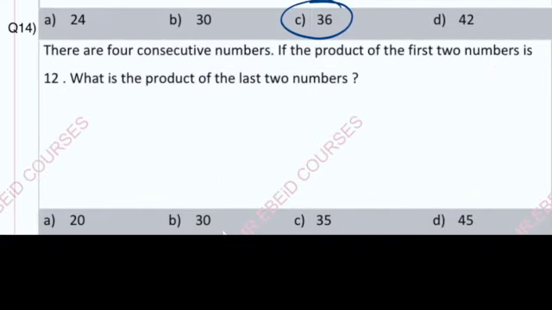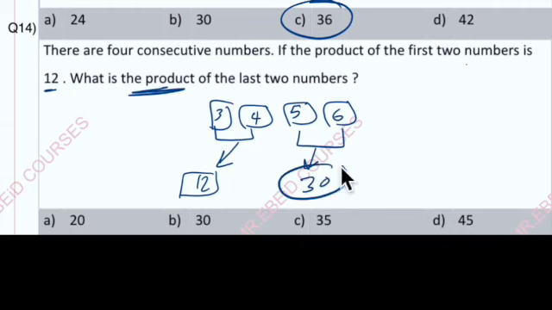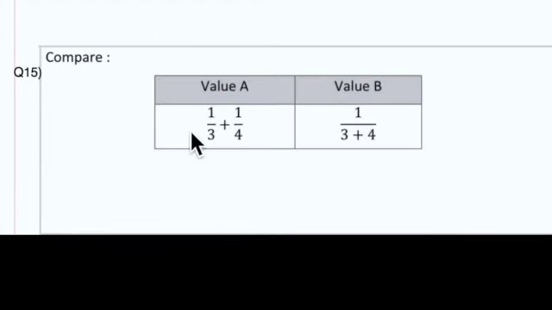Question 14. There are 4 consecutive numbers. If the product of the first 2 numbers is 12, what is the product of the last 2 numbers? Now we have 4 numbers. The product of the first 2 numbers is 12. You know that if you have 2 consecutive numbers, their product is 12, I have 3 and 4. So this number is 5 and this number is 6. Now we want to find the product, so multiply 5 times 6, which equals 30. The answer is B.